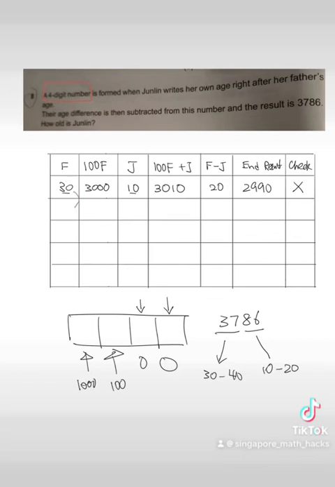Next, we'll increase the father's age by 1 and keep Jinlin's age constant so that we can see the net effect of the father's age being increased by 1. So this 31 times 100 becomes 3100. Keep Jinlin's age as 10. The addition of these two numbers becomes 3110, so the 4-digit number formed is 3110. And when you take 31 minus 10, F minus J, you get 21.